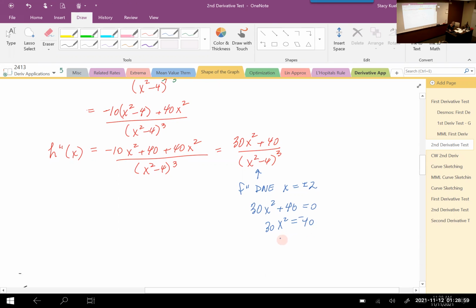And then divide both sides by 30. I find out that x squared would be equal to -4/3. Can I take the square root of -4/3 and get a real number? No. So then, remember that we concluded that there was no x-intercept, if that was my function, right? Because each one of these is its own function, right?